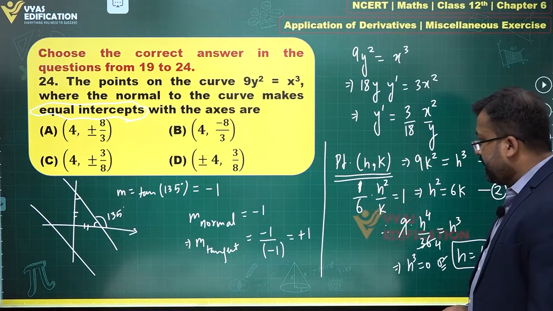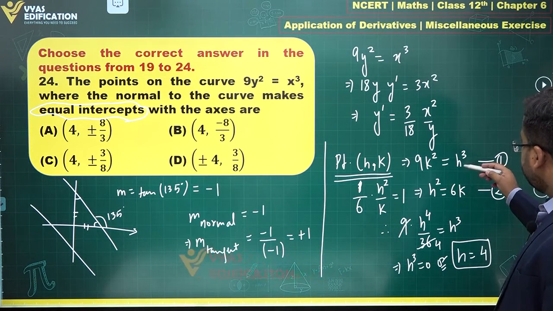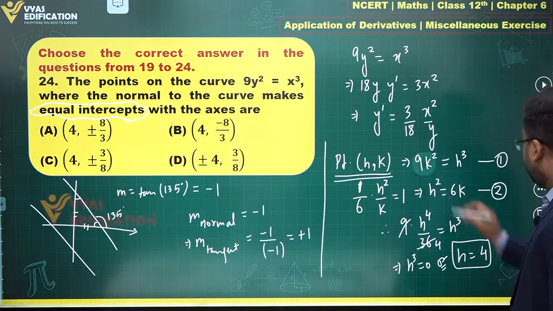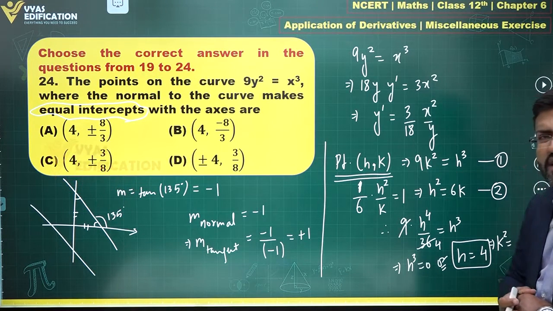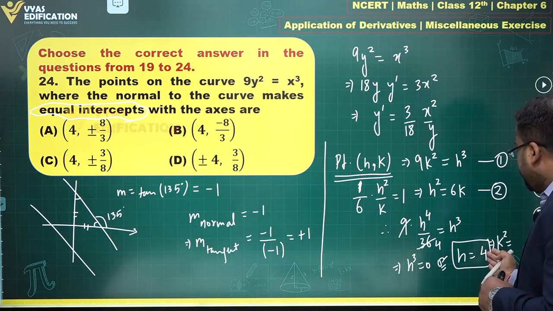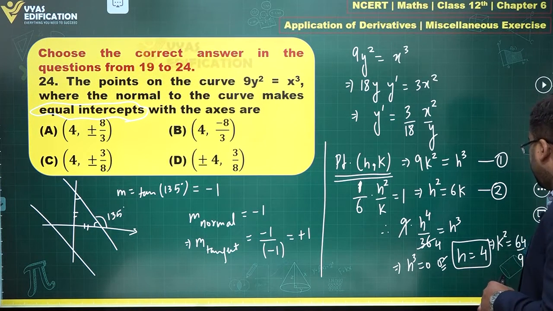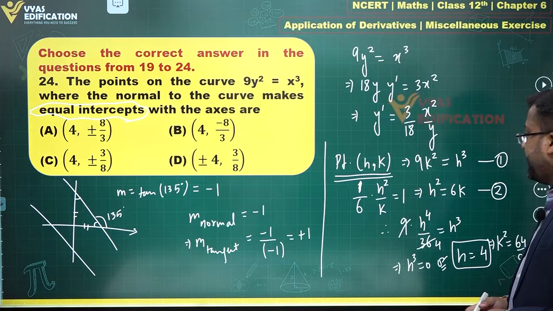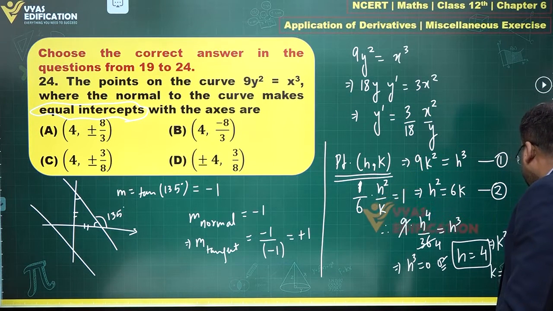And where does that take me? Let's observe. This is h, which is 4. This tells me that k square will be equal to what? K square will be h cube upon 9. Now what is that equal to? H power 3, which is 4 power 3, 64 upon 9. And k will be equal to plus minus 8 upon 3. That's what I get. Plus or minus 8 upon 3 is what I'll be getting in this question over here.